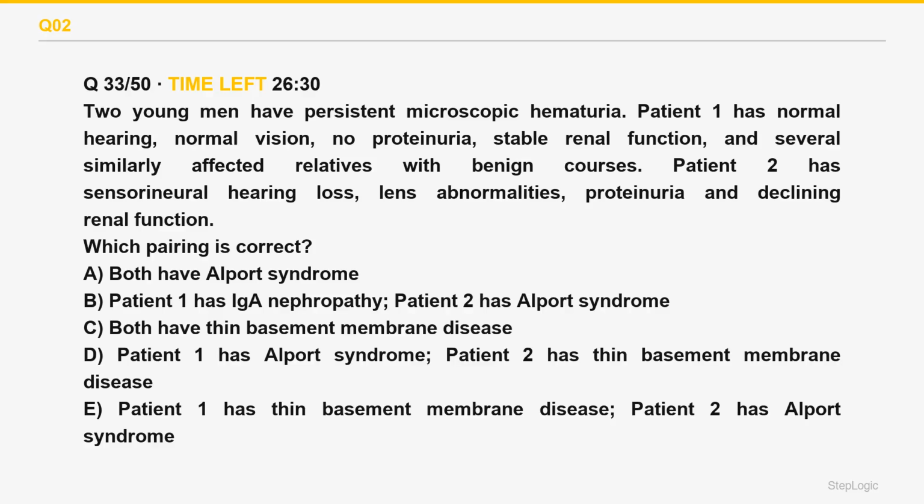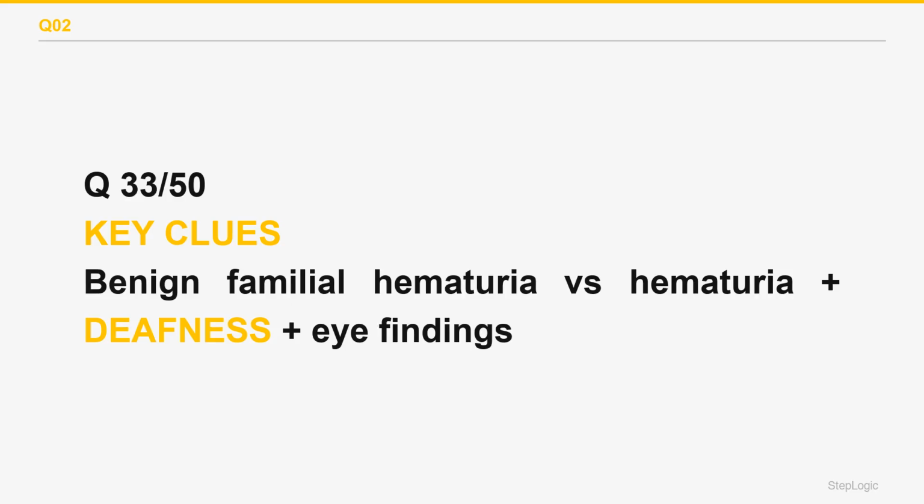Which pairing is correct? Two young men have persistent microscopic hematuria. Patient 1 has normal hearing, normal vision, no proteinuria, stable renal function, and several similarly affected relatives with benign courses. Patient 2 has sensorineural hearing loss, lens abnormalities, proteinuria, and declining renal function. Read the command. Which pairing is correct? 2 inherited causes of isolated hematuria differ by what happens outside the kidney. Both conditions involve type 4 collagen of the basement membrane, but with very different consequences.